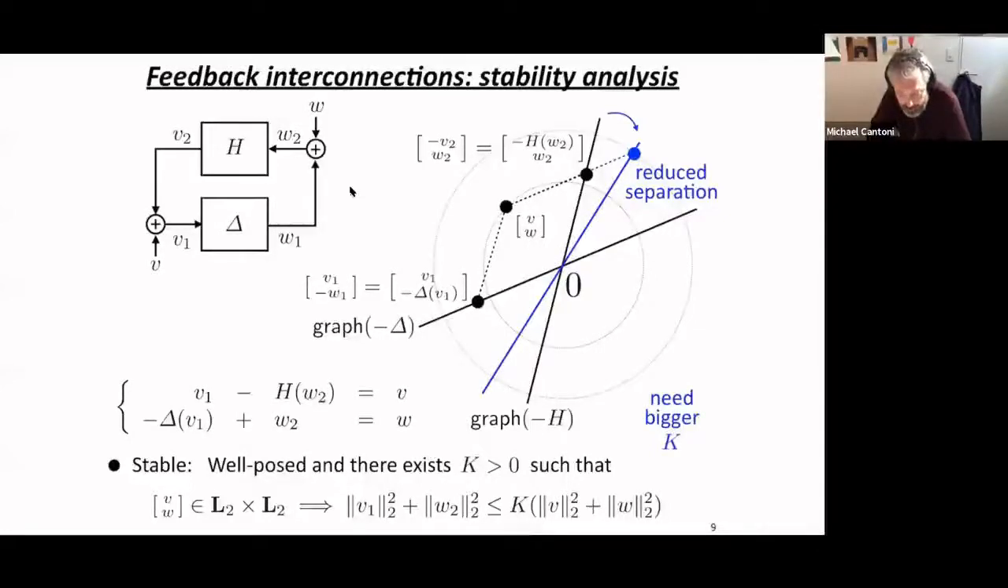You can see that if I now perturb the graph of H to get a new graph, and that perturbation reduces the separation between the new perturbed graph for H and the original graph for delta, then this oblique projection results in something that's larger. So it seems that reducing the separation between the graphs requires a bigger K in this bound that effectively defines stability.